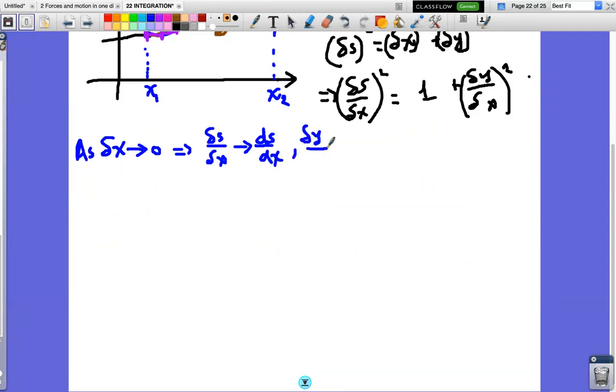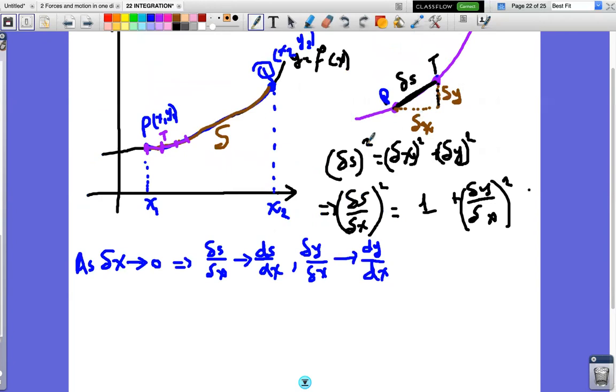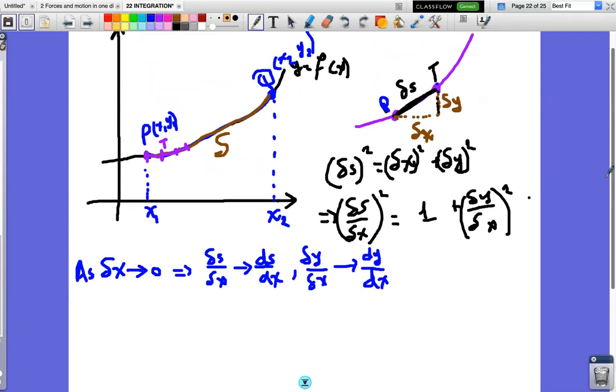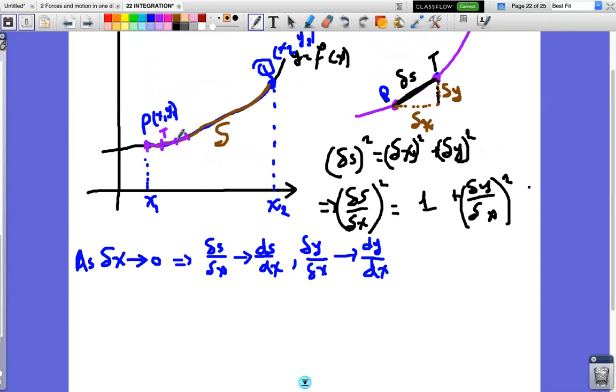Also delta y over delta x becomes dy over dx. You studied P1, this is how you got to the idea of differentiation. The idea that a small change in x becomes close to 0. That's why I was asking you for some ideas on how to solve this, because when you studied differentiation from the beginning, you had to use the idea of taking small changes and adding them up.